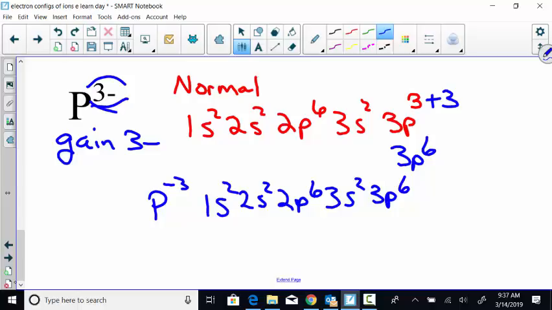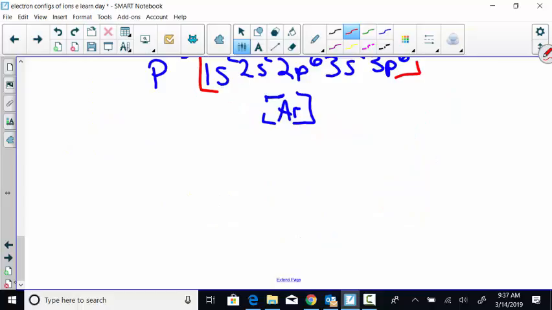And now we look like a noble gas that we haven't looked at before, but it's still a noble gas. It's argon. So phosphorus now looks like argon in its electron config. And that's one thing I'm going to say a lot: it looks like argon. It's not really argon. So, this is electron configurations of ions.